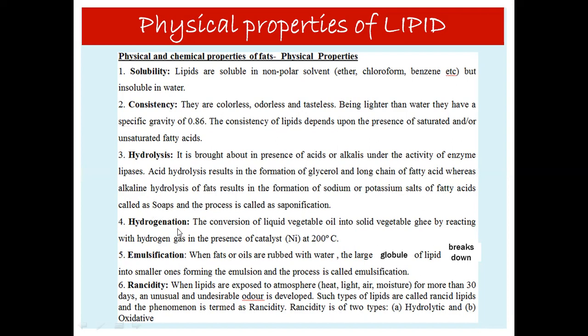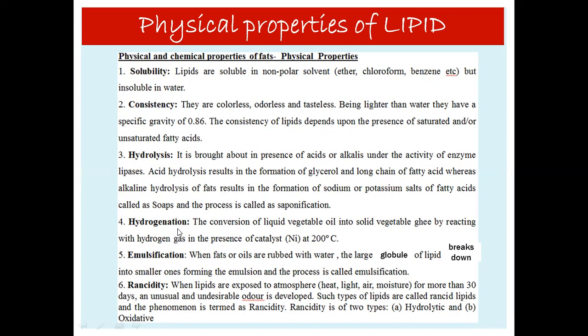Next, we'll see the hydrogenation of lipids. The liquid vegetable lipid can be converted into solid vegetable ghee by reacting with hydrogen gas in the presence of a catalyst, that is nickel, and high temperature, that is 200 degrees Celsius. This particular reaction is known as hydrogenation of lipids.